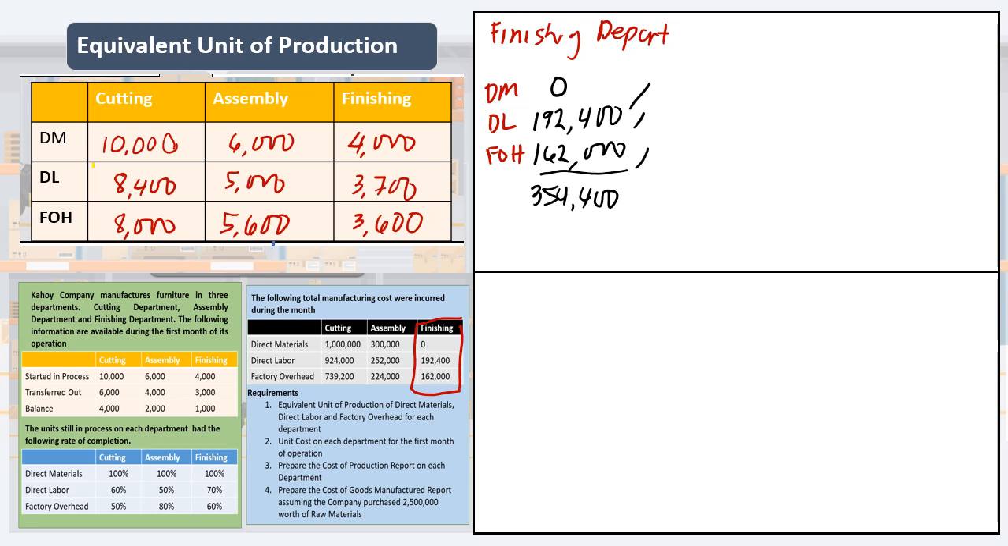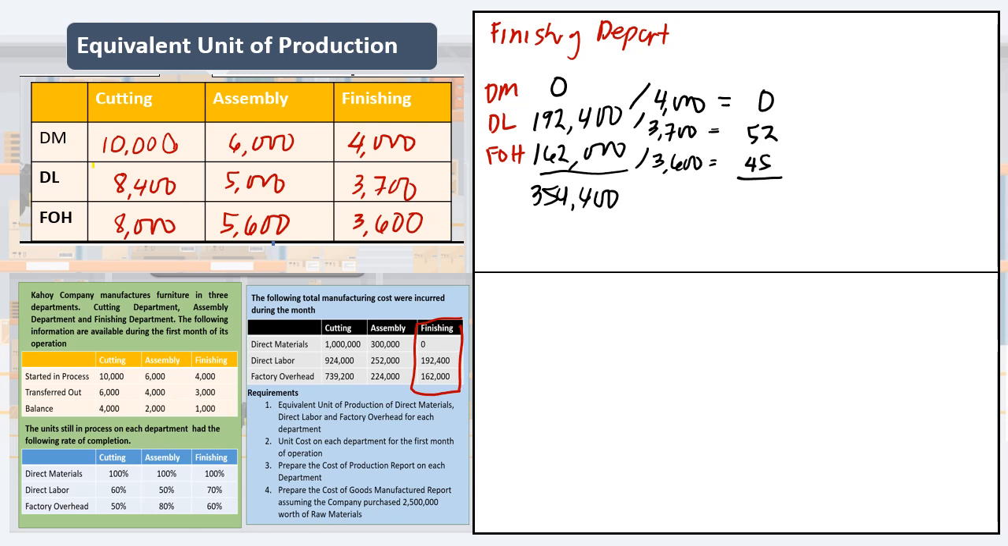So, sa direct materials, meron tayong 4,000. Dahil nga wala naman tayong na-incur, therefore, ang unit cost natin dito ay 0. So, for direct labor, we have 3,700. Therefore, ang unit cost niyan ay 192,400 divided by 3,700. So, we have 52 pesos. So, for factory overhead, ang EUP natin ay 3,600. So, 162,000 divided by 3,600. So, therefore, we have 45 pesos.